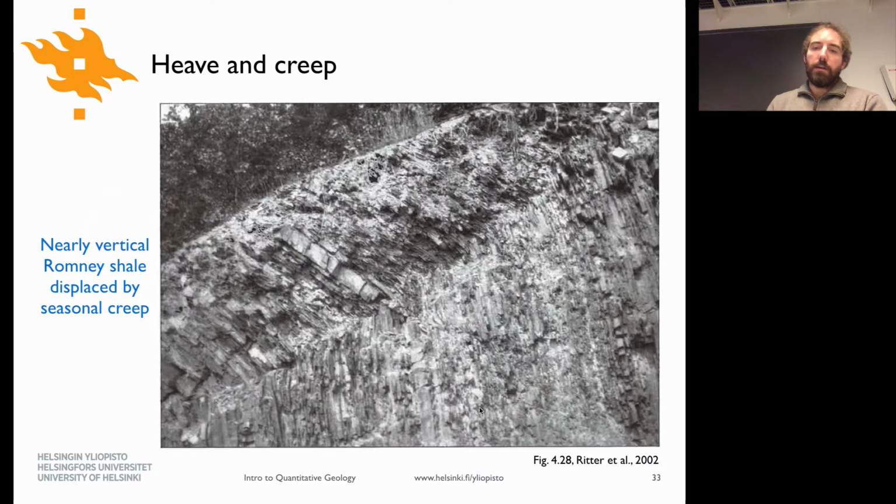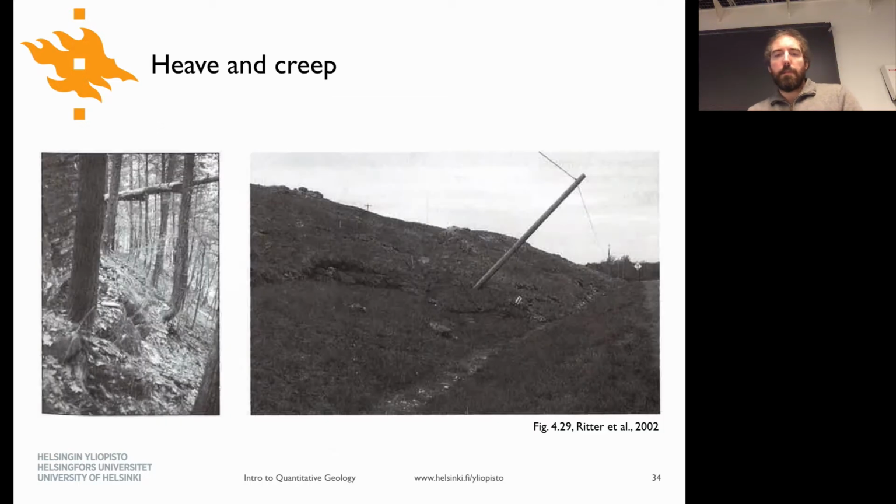So here we've got vertical shale beds, and you can see as they come close to the Earth's surface, this is, I think, a road cut, but some kind of vertically exposed surface. And you can see as you go up near the Earth's surface that the orientation of the bedding changes. Things rotate and tip down slope. And this is more or less happening as a result of seasonal creep. So this rock here is gradually moving down the slope slowly as a result of this creep process.